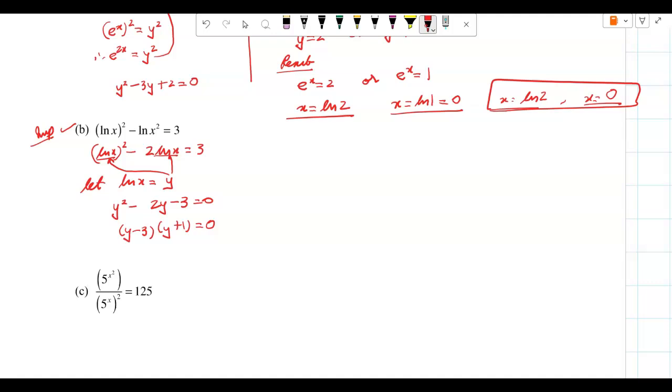Next question. No, hurry. You leave it as a quadratic. Oh, so now y is equal to 3 or y is equal to minus 1. Don't leave halfway. Resubstitute: ln x is equal to 3 or ln x is equal to minus 1. So x is equal to what? x is equal to e raised to 3, or x is equal to e raised to minus 1. So those are my answers.